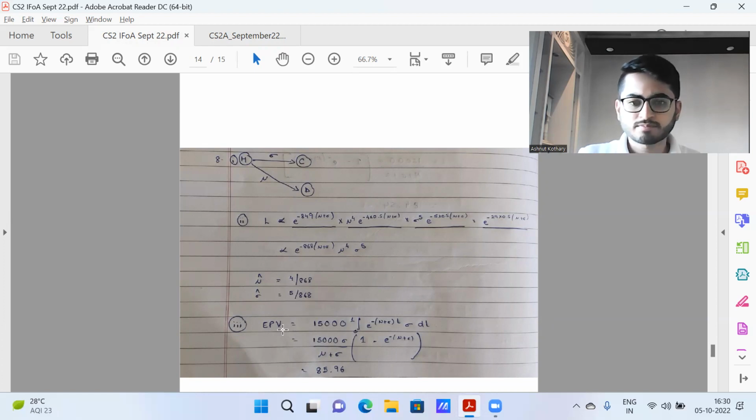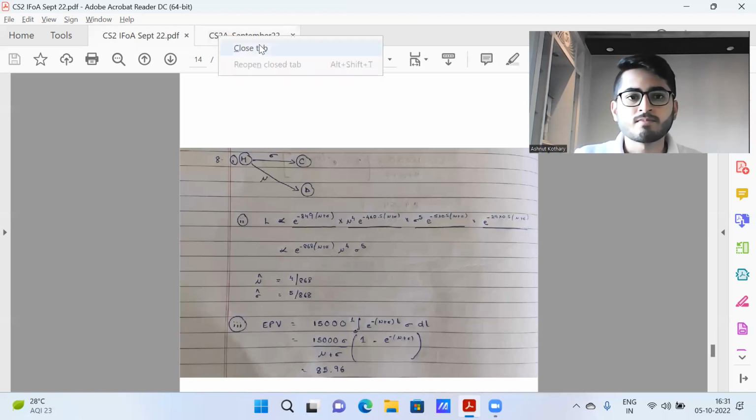Next, it is an EPV. This is the expression. It's a 1-year contract which was stated in the question. 15,021 e to the power minus (mu plus sigma) t into sigma dt. Solve the integral. I'm getting the answer as 85.96.